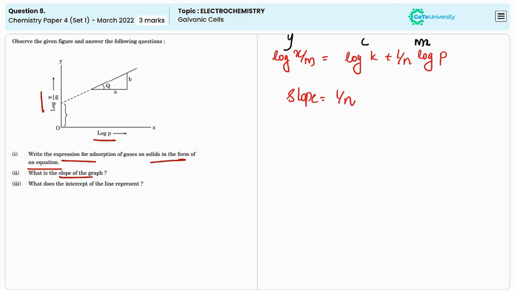And the third one is to write the y-intercept of the line. So here the y-intercept will be logarithm of k. So for each question you will get 1 mark. So the total mark is 3.